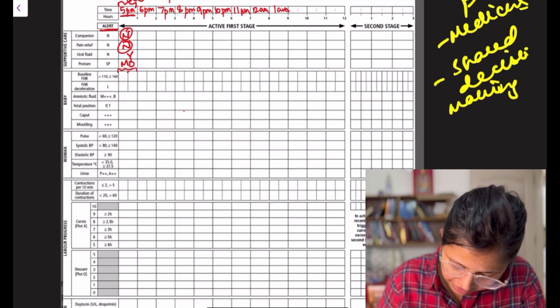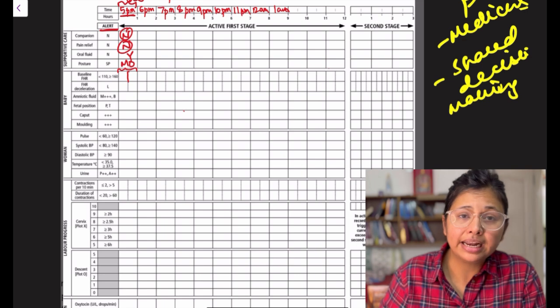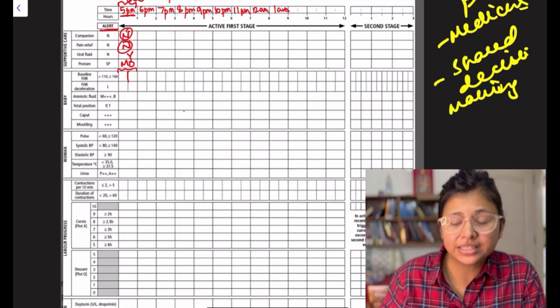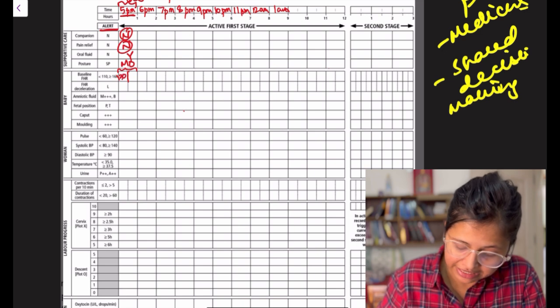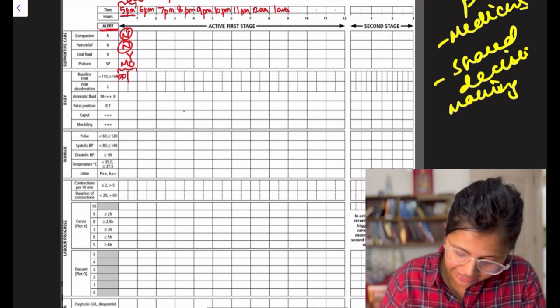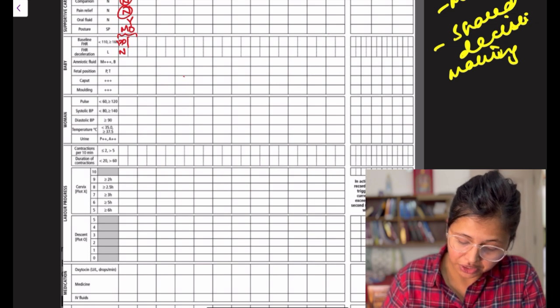So every half an hour, we will plot her baseline FHR. Less than 110 is worrisome, more than 160 is worrisome. At the time that she came to us, her fetal heart was 130 per minute. All right. And there were no decelerations. So I write an N. So it's fine. If it is a late deceleration, again, it is an alert feature for us.